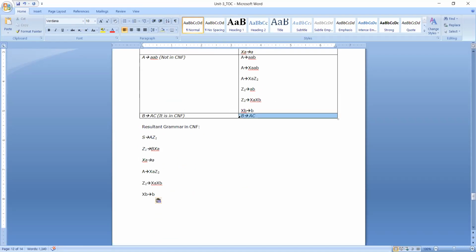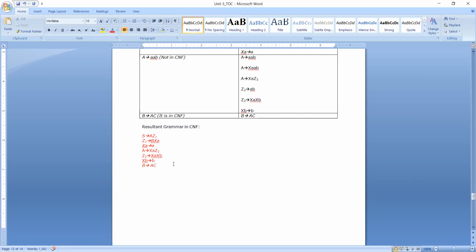And finally, this production is already available in Chomsky normal form. So we get the required resultant grammar, which is in Chomsky normal form. If you have any doubts, you can check it here. On the right hand side of any variable, we have a maximum of two variables. You can see A Z1, two variables; B XA, two variables; and here we have a maximum of one terminal; and here two variables; here also two variables; here one terminal; here two variables.